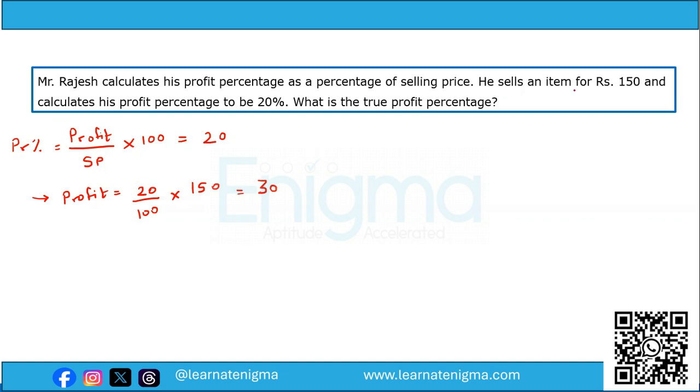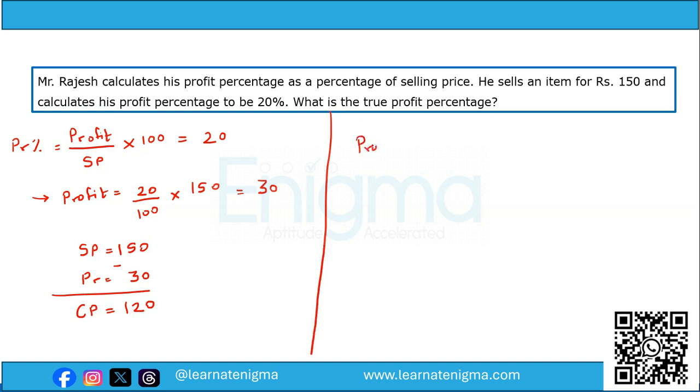Okay. Now he sells an item for rupees 150. So selling price is 150. Profit we got as 30. That means cost price must be 120. Now the actual formula for profit percentage is profit upon CP into 100. So profit is 30 rupees, CP is 120 into 100, which comes out to be 25%.